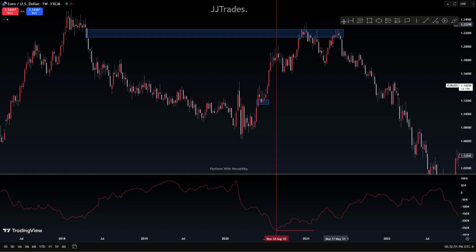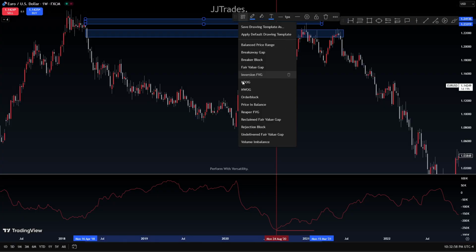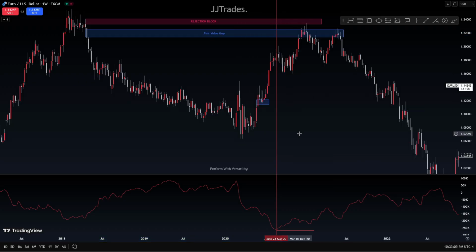But you guys might like them. And then we have this rejection block all the way over here. Okay, boom, rejection block. So we have a rejection block, that being this right here, and then we have a fair value gap.